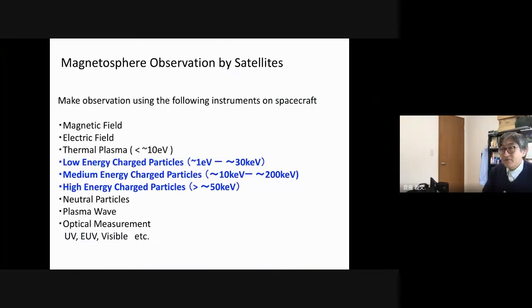For magnetosphere observation by satellites, we use instruments on spacecraft including magnetic field and electric field, thermal plasmas, low energy, medium energy, and high energy charged particles, neutral particles, plasma waves, and optical measurements, including UV, EUV, visible, and so on. Today I will talk mainly about charged particle measurement, especially low energy and high energy charged particles.